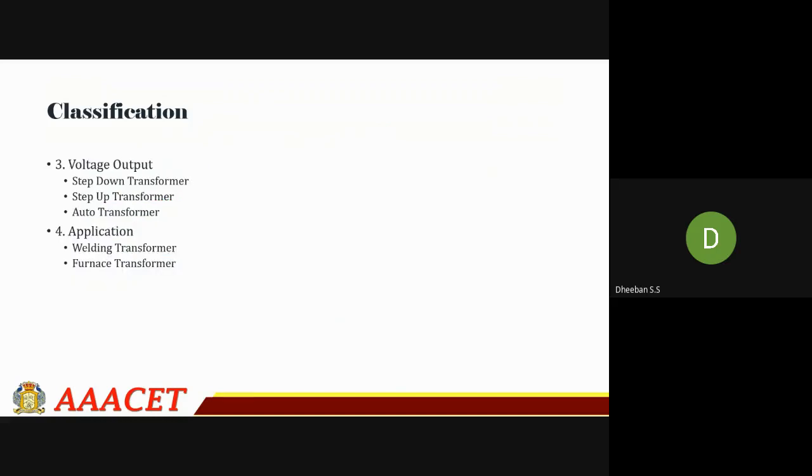So next is the classification based upon the output voltage. Step down means your output voltage will be less than your input voltage. Step up means your input voltage will be less than your output voltage. Regarding the auto transformer, the primary as well as the secondary will be the same. So it is your auto transformer, and at last I'll be explaining about this in detail. Based upon the application, it can be used as a welding transformer and furnace transformer.